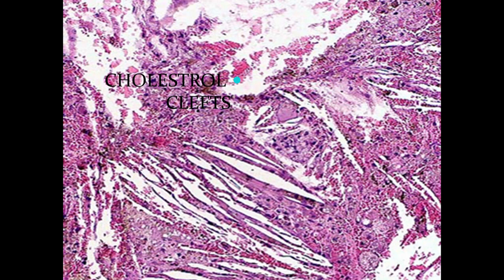Now, cholesterol crystals appear as cleft-like or slit-like spaces in the tissues. This is the appearance of cholesterol, slit-like or cleft-like in the tissue. Deposition of cholesterol occurs in blood vessels, causing narrowing of blood vessels, causing ischemia, and the disease we call atherosclerosis.